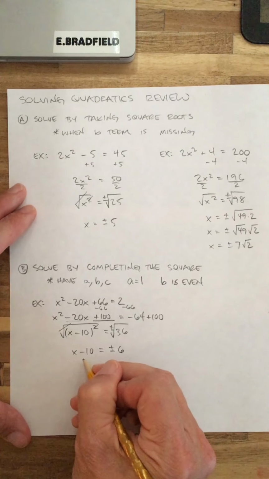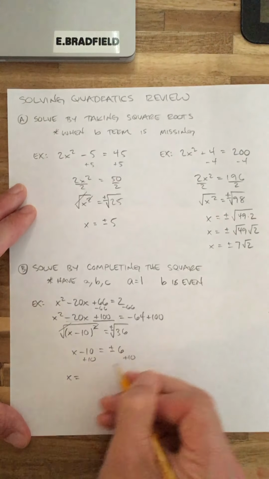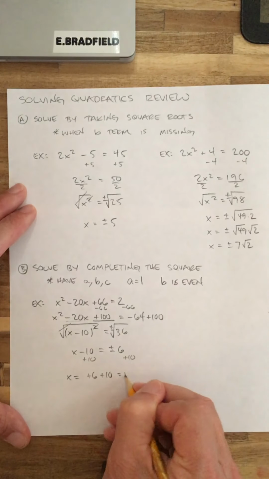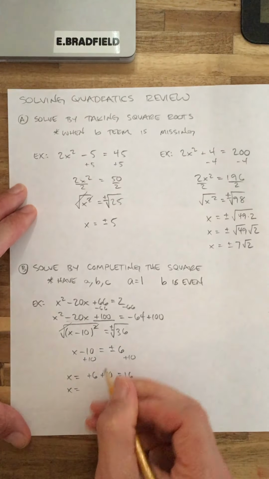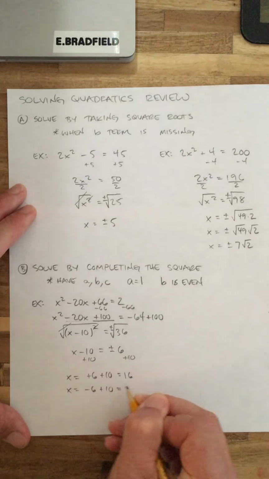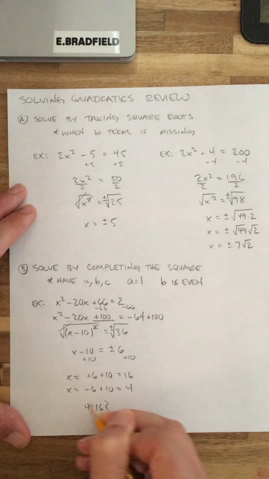Now add the 10 to both sides, and we get x equals positive 6 plus 10, which equals 16, and we also have x equals negative 6 plus 10, which equals 4. So those are my two solutions, 4 and 16. Okay?